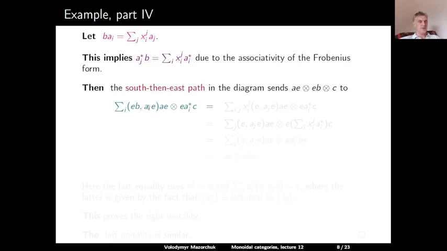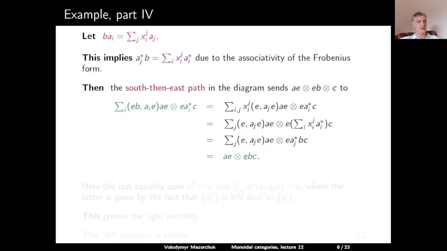So now if we move b to the right, we have b a_i, so we can use this formula to rewrite it as a sum over all i, j, x_ij, and then the form between e and a_j e, and then ae tensor e a_i star c. Let's collect the summation over i on the right-hand side. The x_ij are just scalars, we can move them to the right-hand side and use the bilinearity of the whole thing. And so on the right-hand side, we have the sum over i, x_ij, a_i star. And this is exactly a_j star b. So we rewrite it now as the sum over all j, ae tensor e a_j star bc, with the coefficient given by the form taken at e, a_j, e. And the claim is that this is equal to ae tensor ebc.